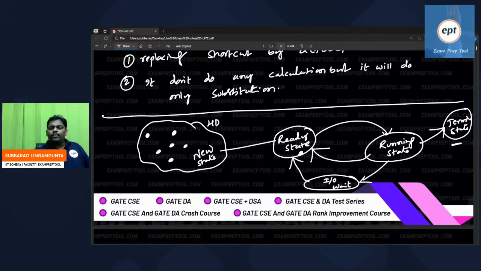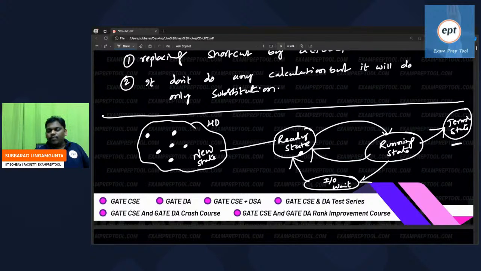Can we go further? The loader will load the program. It may do some more changes also, whichever are necessary. Unless you say run, it doesn't go to the running state. Unless you say run, it doesn't go to the ready state.